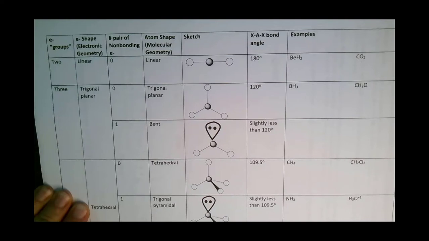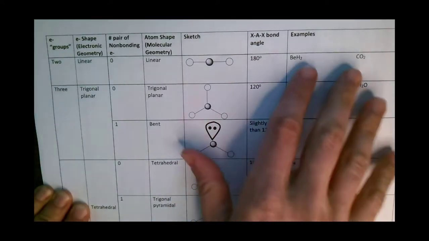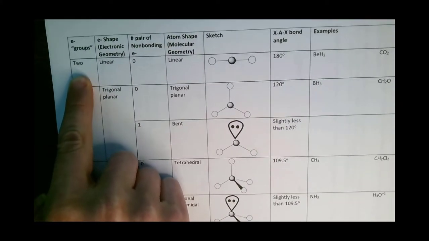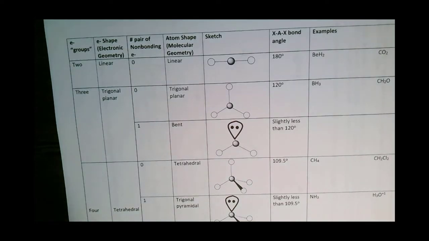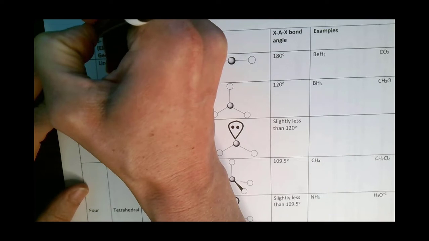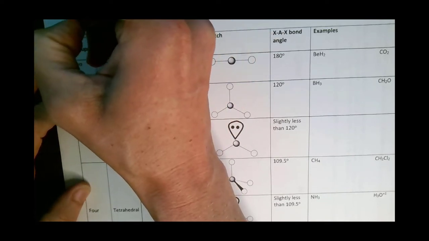So flipping to our notes, we can look at electron groups, which tells us our steric number. If you want to write on above it, you can write domains, or you can write steric number.